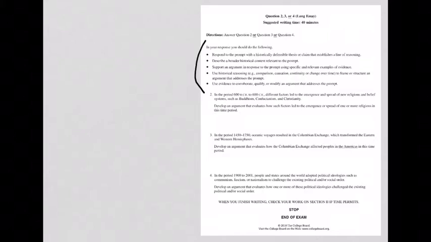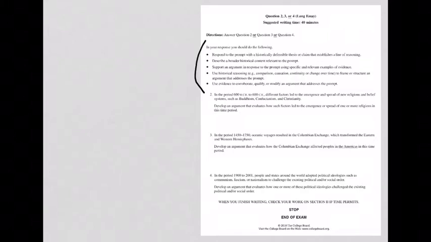Then you're going to support an argument in response to the prompt using specific and relevant examples of evidence. You already know what to do with that. Use historical reasoning, i.e., e.g. comparison, causation, continuity, and change over time to frame and structure an argument that addresses the prompt. Well, where are you going to get that? That's going to be in the question itself. And you already know that we're going to use the opposite historical thinking skill, just in case we need to, for a little bit of analysis or complexity. And then we're going to use evidence to corroborate, qualify, or modify an argument that addresses the prompt. And that's what I was just talking about there with complexity.